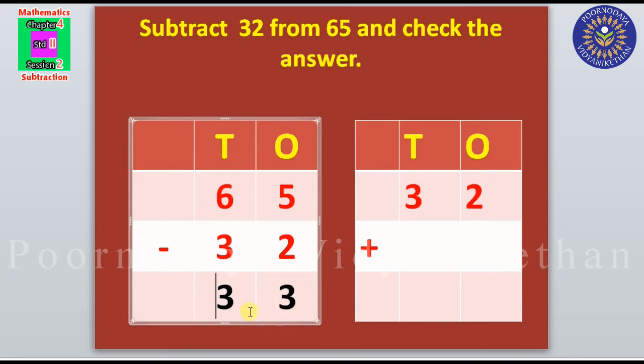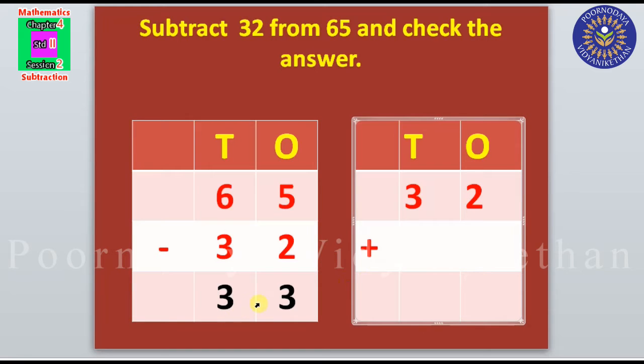Now we have to check the answer, whether our answer is correct or not. For checking our answer, what do we have to do? We have to add the difference, that is our answer, and the smaller number. Here I have already written the smaller number. Below that you have to write our difference. The difference is 33, isn't it? So you have to write 33 like this.